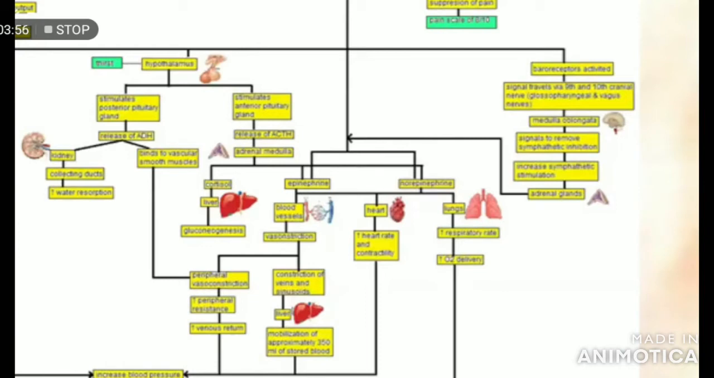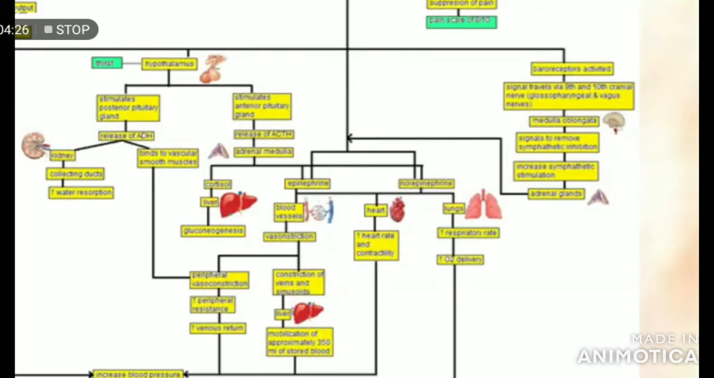So when there is hypotension, it triggers the hypothalamus so that the patient will feel thirsty. And then the hypothalamus stimulates the posterior pituitary gland and the anterior pituitary gland. The posterior pituitary gland releases ADH, or antidiuretic hormone, and it proceeds to the kidney, to the collecting ducts, to increase water resorption.